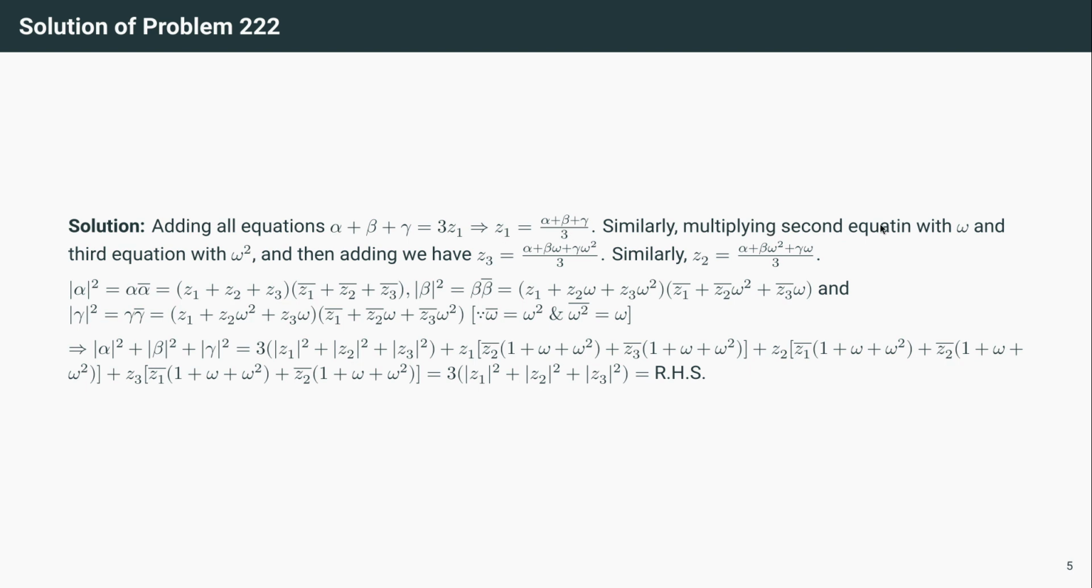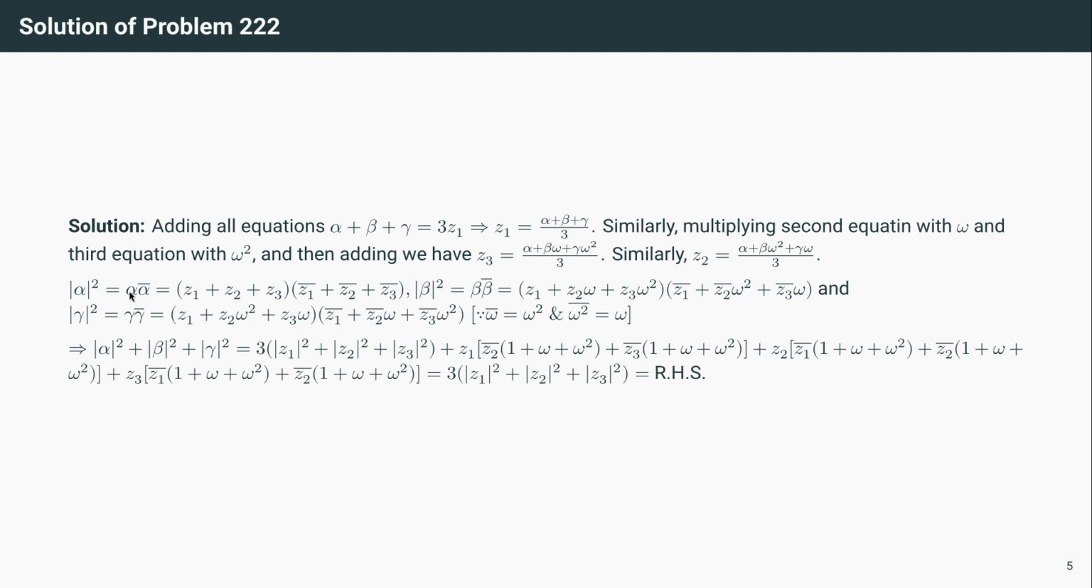Now we multiply the second equation. There is a typing mistake; there should be an omega. Second equation with omega and third equation with omega square. Then you will find that z3 is equal to alpha plus beta omega plus gamma omega square by 3. And similarly, if you multiply the second equation with omega square and the third equation with omega, you will find z2 as alpha plus beta omega square plus gamma omega by 3.